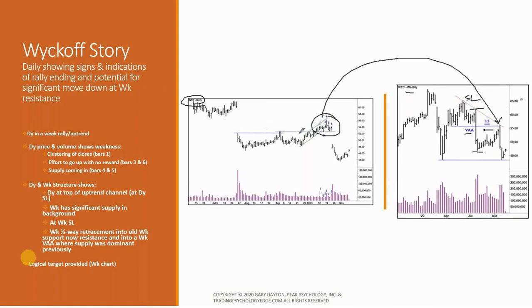We've got clustering of closes. We've got effort to go up on bars 3 and 6. We've got supply coming in on 4 and 5. On the weekly, we're at the top of the uptrend channel on the daily. Weekly has significant supply in the background, not just here, but look at this over here too. A lot of supply in there, right? We're going to take a look at this chart on this section a little bit later.